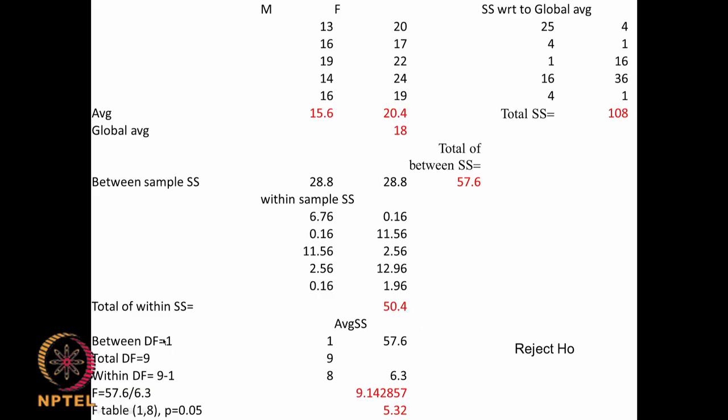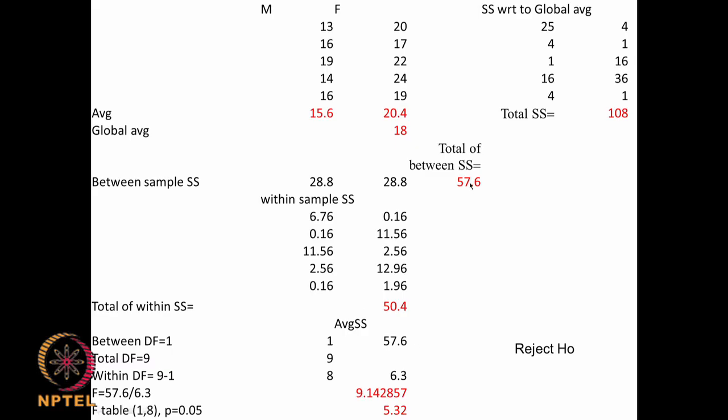For between, you have a degrees of freedom of 1. For total, as I said, there are 10 data points, 5 male, 5 female, so degrees of freedom is 9. So, within will be 9 minus 1, 8. Now, if I want to do the average sum of squares for between, what do I do?